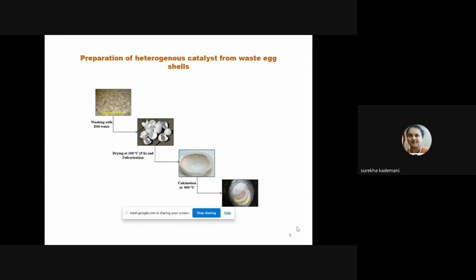Preparation of heterogeneous catalyst from waste eggshells. Waste eggshells are collected from the local market and dried at 100 degrees Celsius for 5 hours. Then the dried eggshells are kept in a muffle furnace for calcination at 800 degrees Celsius to obtain pure calcium oxide, which is used as a heterogeneous catalyst for the transesterification reaction.